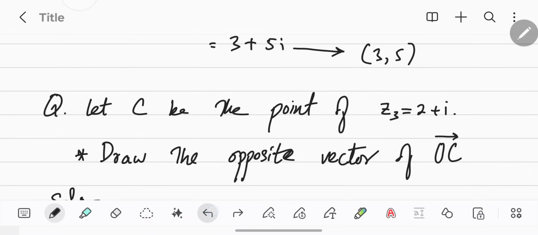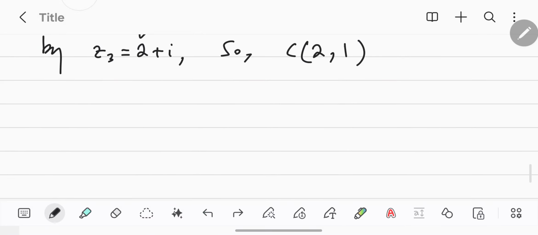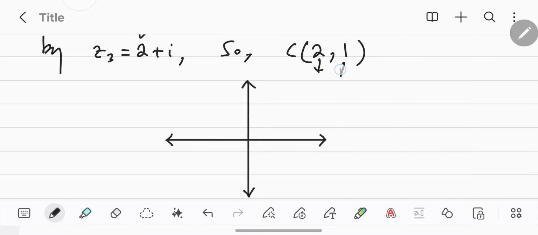Now I will find OC. How can I find OC? I will draw the graph. In this graph, I have to represent 2 and 1. 2 along this horizontal line. Since 2 is positive, it will be along right. So this is 2. And similarly, this 1 is along the y-axis. Since 1 is positive, I will go up. So this is 1.